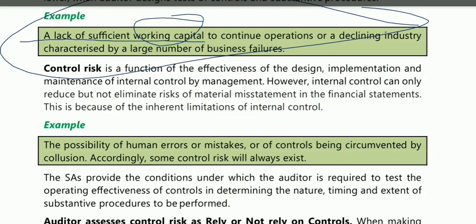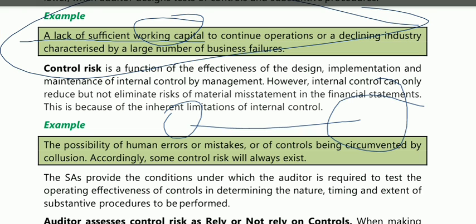Now moving on to the control risk. We have assessed the inherent risk. Now we move to the next step: the entity has put in internal controls and various other controls to minimize the audit risk, but still there might be some misstatements which are not prevented, detected or corrected. That amount of risk is known as your control risk. Control risk is a function of the effectiveness of the design, implementation and maintenance of internal control by management. However, internal control can only reduce but not eliminate the risk of material misstatement in the financial statements. This is because of inherent limitations of internal control.